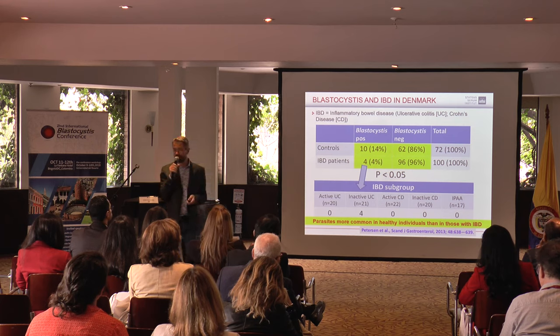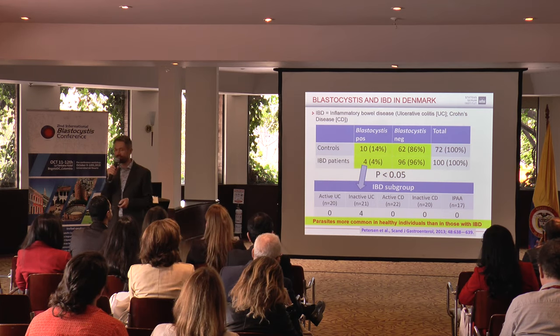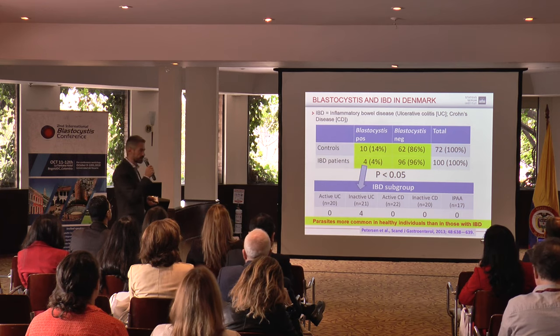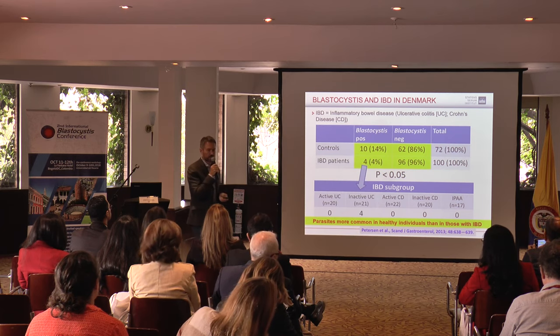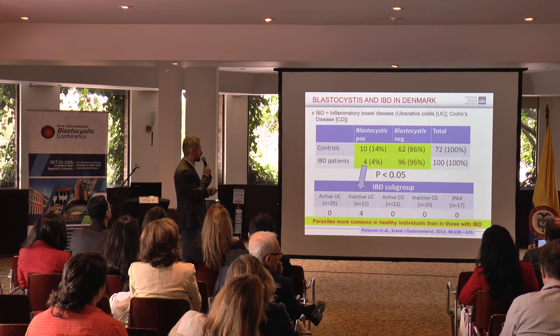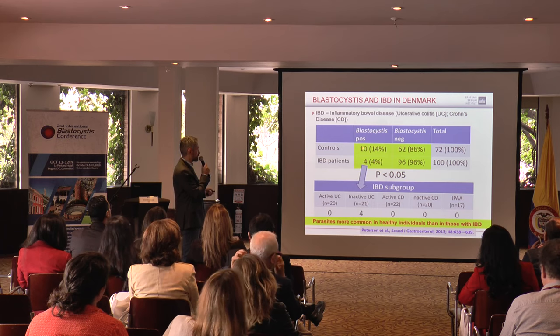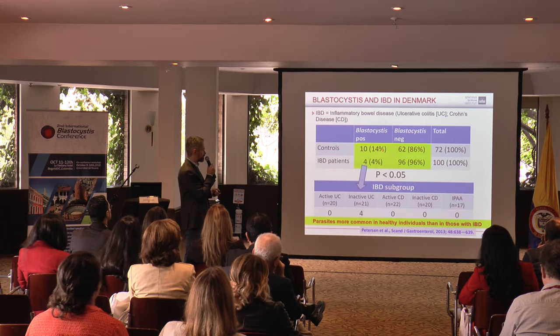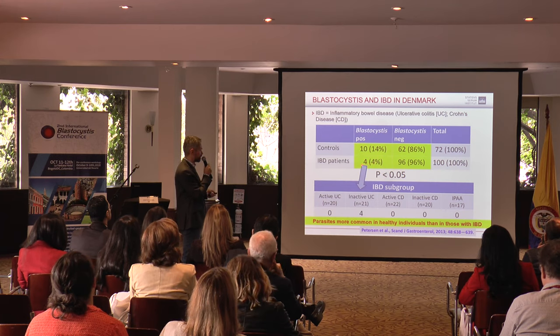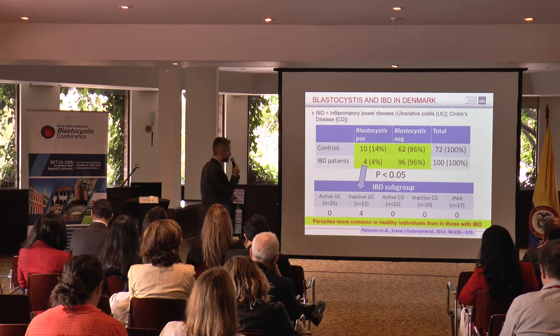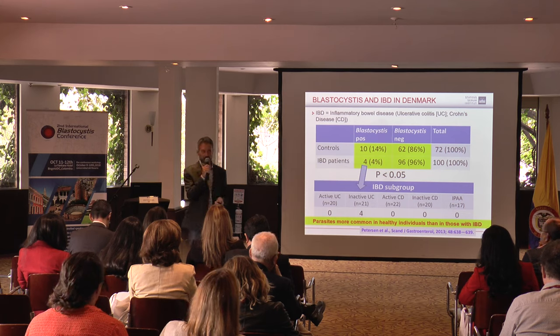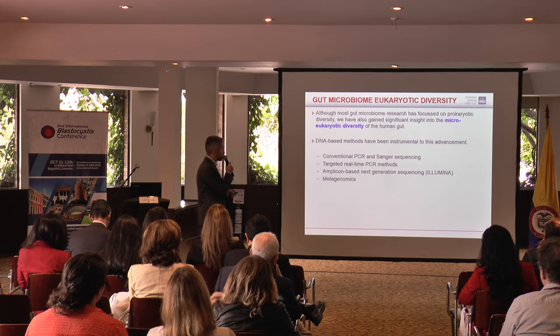Moving on to inflammatory bowel disease, there are about 12,000 people in Denmark who have inflammatory bowel disease, and it can be divided into ulcerative colitis and Crohn's disease. We had a small study where we saw that 14% of the controls were Blastocystis positive and only 4% of the IBD patients were positive. Those IBD patients that were positive had inactive ulcerative colitis, ulcerative colitis in remission. None of the patients with Crohn's disease had Blastocystis.